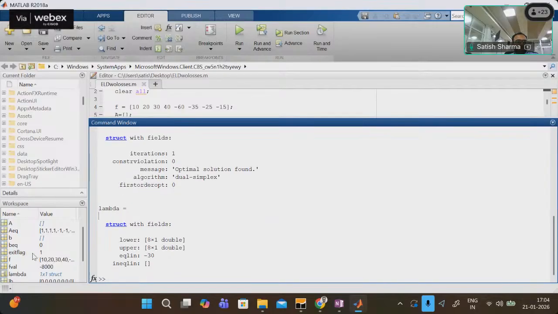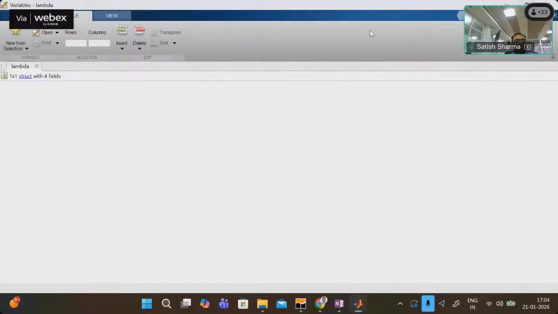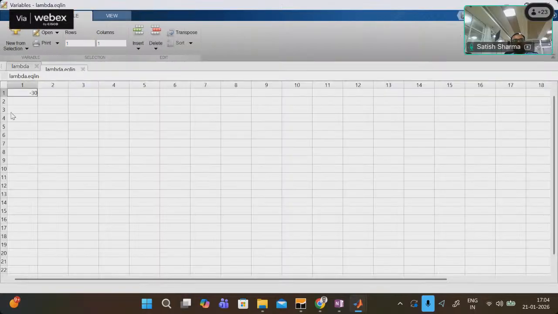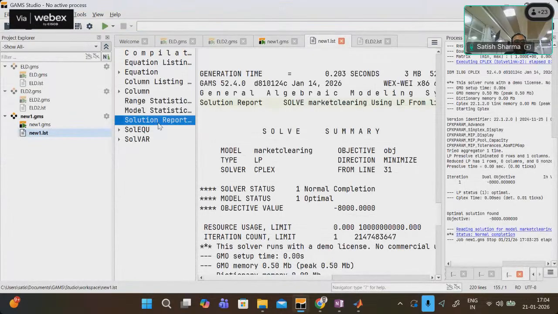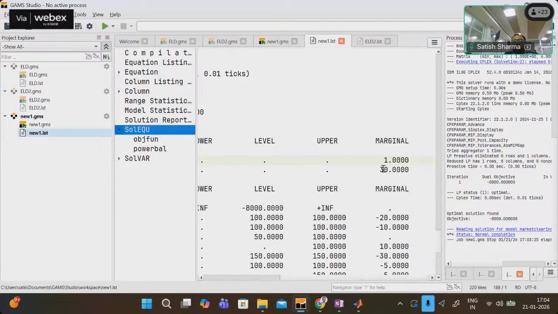Then we will look at the lambda. So lambda is available in workspace, so I will open it. And if you see, this is the lambda, and lambda equality constant is coming out equals to minus 30. Again, it comes equals to minus 30 because we have placed minus PG minus PD instead of PD minus PG, so that's why the minus sign is coming up. But yes, it is the same market clearing price, 30. So the lambda gives you the market clearing price. Here as well, the power balance equation multiplier is 30. So you can see this gives you the market clearing price.